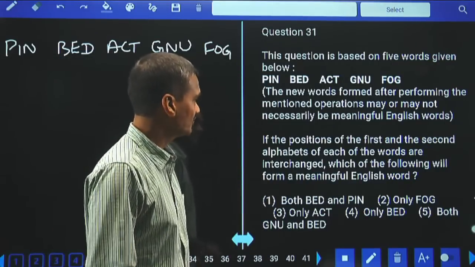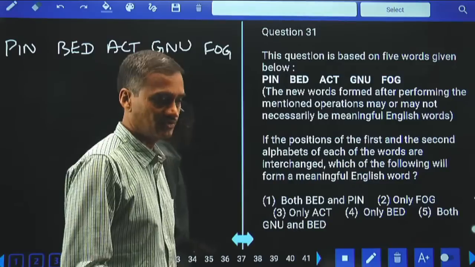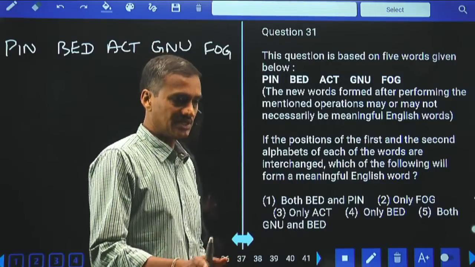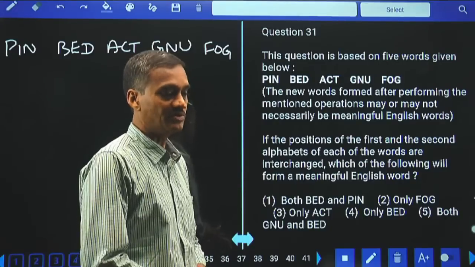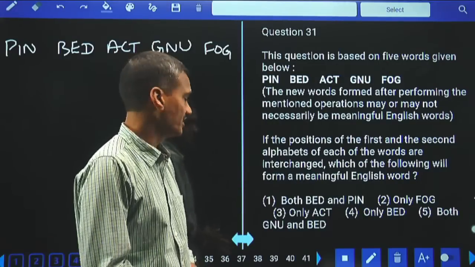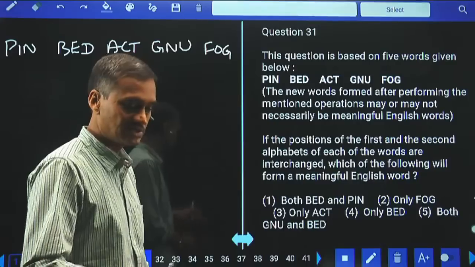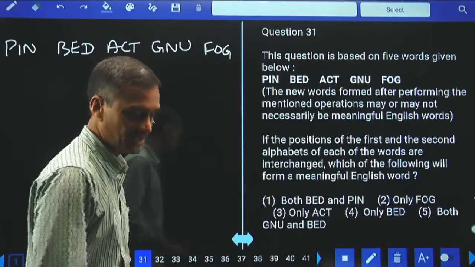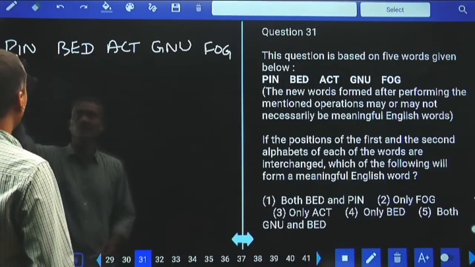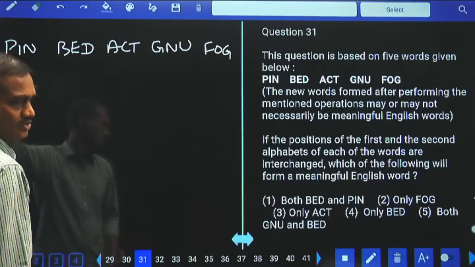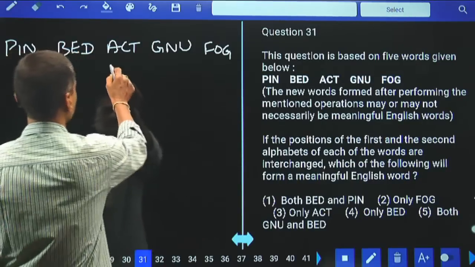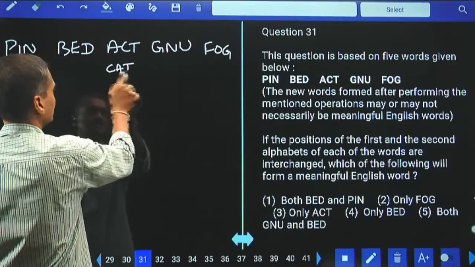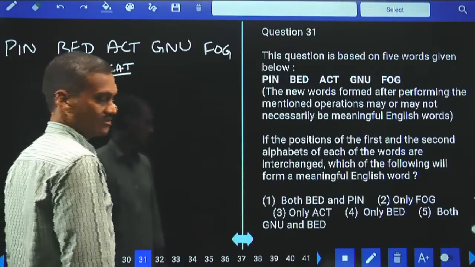The positions of the first and the second alphabets of each of the words are interchanged. Which of the following will form a meaningful word? Now we need to identify the meaningful word by interchanging the first and the second. By interchanging the first and the second, IPN can we form a word? No, IPN is not a word. EBD is not a word. CAT, cat is a word. With the first and the second interchanged, act becomes cat, so we are able to make a word.